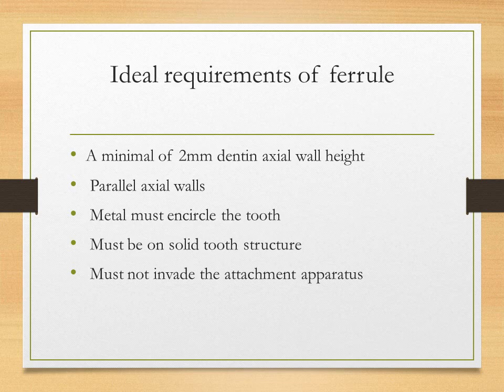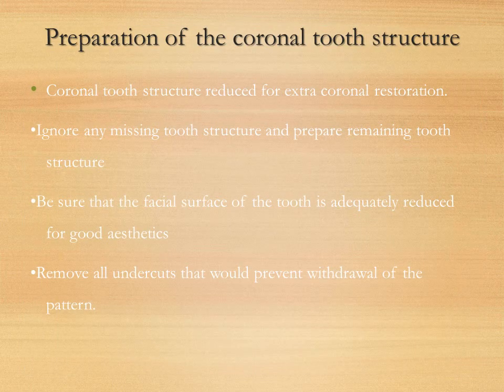We have to try to keep the walls of the ferrule as parallel as possible, and this helps in encircling the tooth with the help of the core. The core can either be your metal in the case of cast posts, or it can be your prefabricated post as well. Of course the ferrule has to rest on solid tooth structure. If it is weakened by caries or cracks, it doesn't really help, because that is just going to fracture when it is subject to mastication. And it should never invade the attachment apparatus, so you have to respect the biologic width of the tooth.